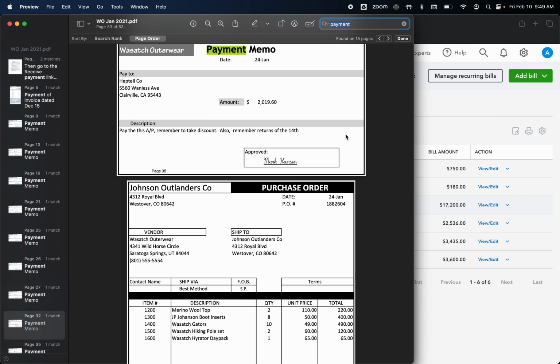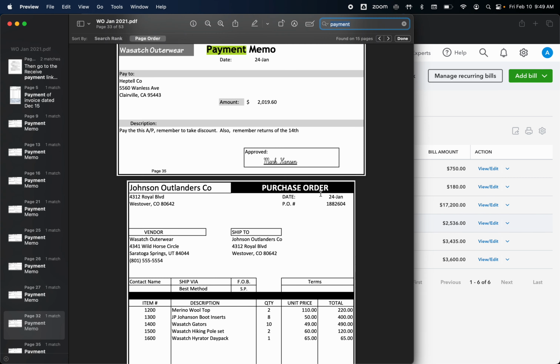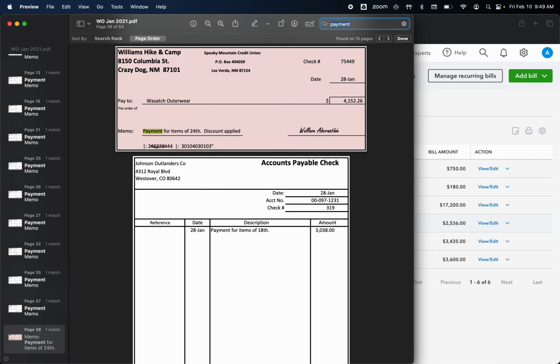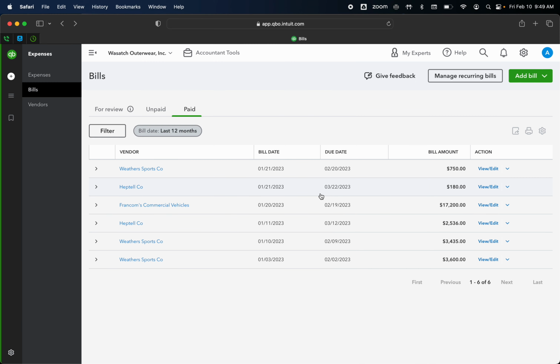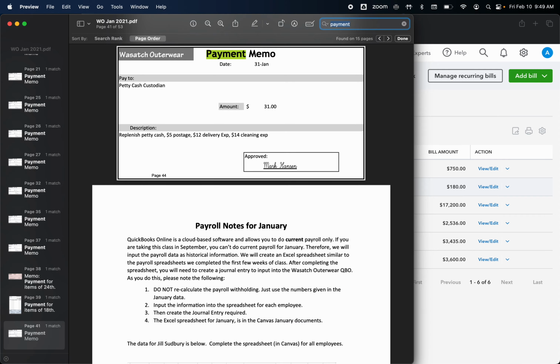Also, remember returns of the 14th. So that's probably just 25, which is Hep Telco. Yeah, exactly. That's not inventory. That's not inventory. Games hiking camp, so that is inventory. Or no, paying for items on the 24th. Or that's them paying us. That's them paying us.